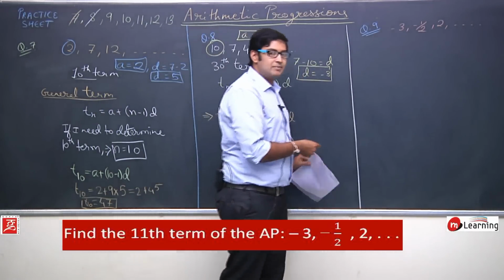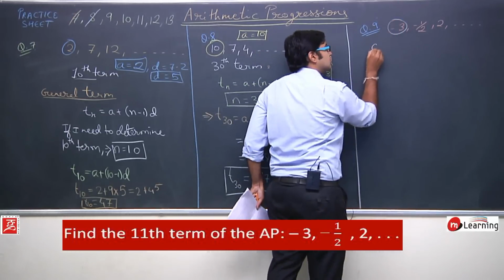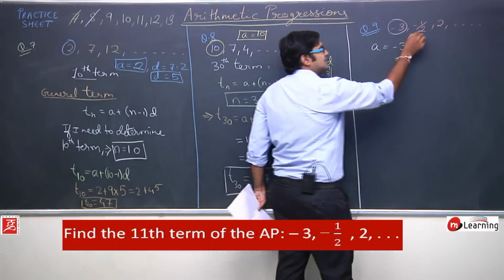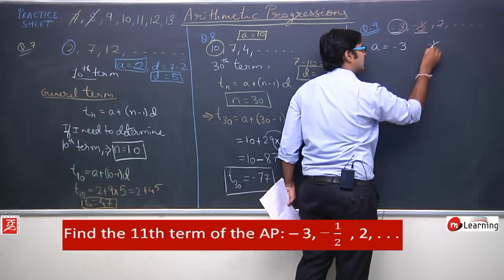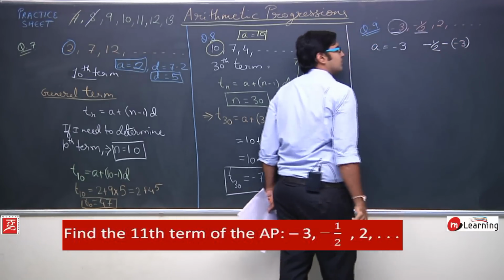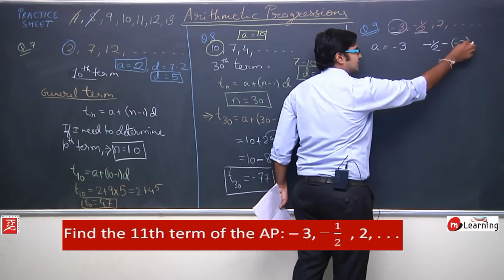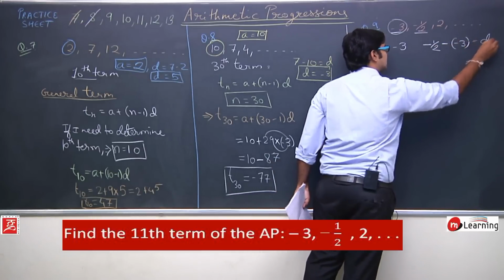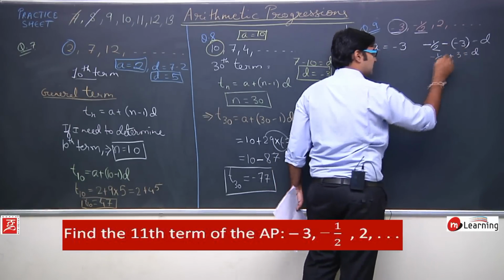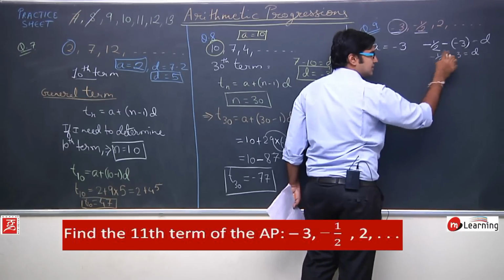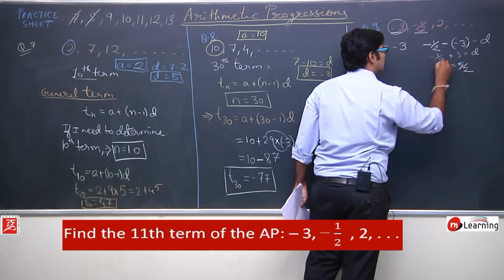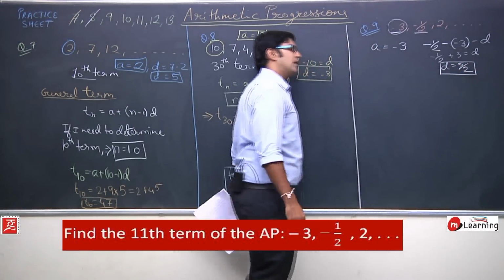What will be the first term of this AP? The first term is minus 3. So the value of a is minus 3. And what is the common difference? Let us subtract the first term from the second term. So the second term is minus 1 upon 2, and minus the first term, which is minus of minus 3. This is the common difference, that is d. So when you solve this, it will be minus 1 upon 2 plus 3, which is 3 minus 1 upon 2. It will be d is equal to 5 by 2. So the common difference is 5 by 2.